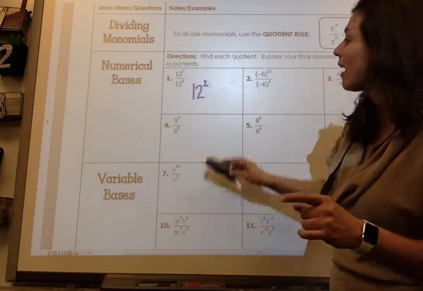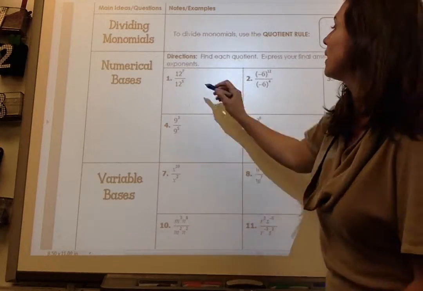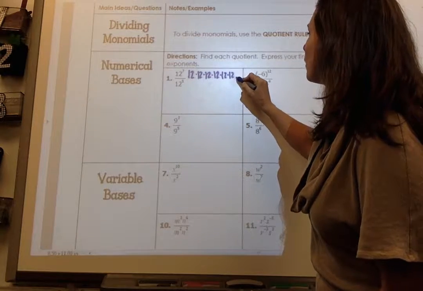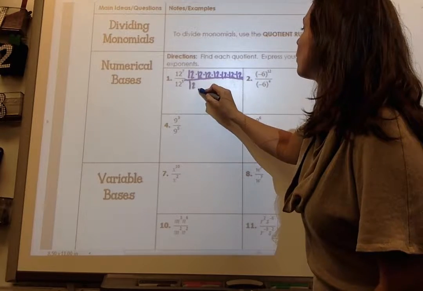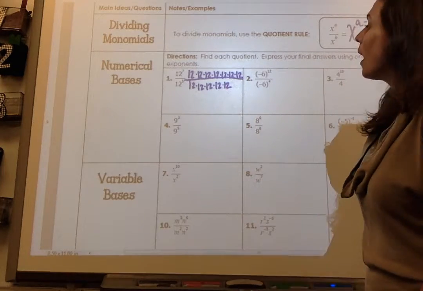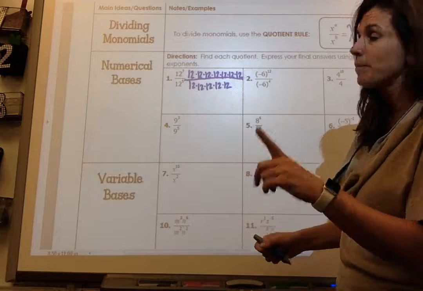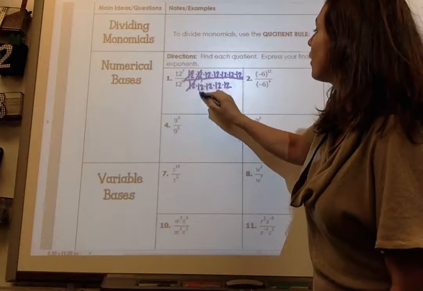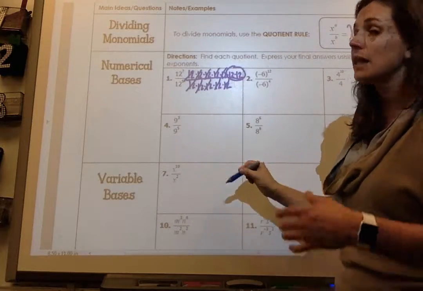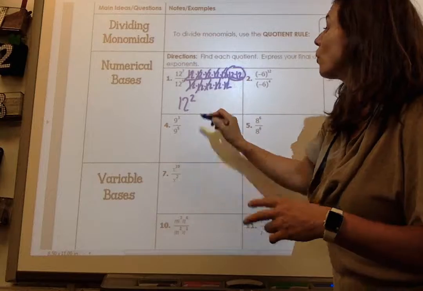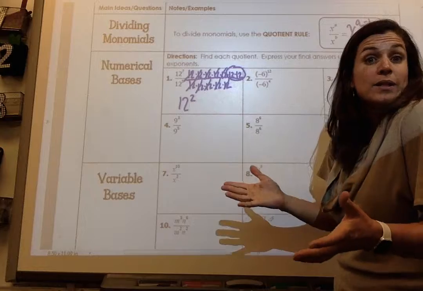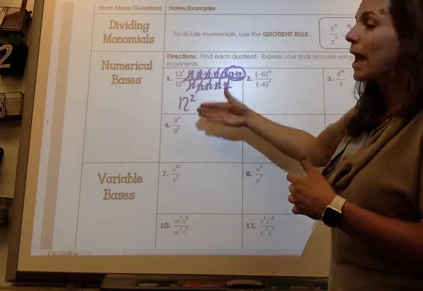Remember, if I wrote this out in expanded form, this would be like me writing 12 times 12 times 12 times 12 times 12 times 12 times 12 all over 12 times 12 times 12 times 12 times 12. Oh, that's a lot of work. And remember, anything divided by itself is 1. So those cancel out, and what does it leave me with? It leaves me with 12 squared. So instead of writing all this out in expanded form every time, there's a rule, and it's simple. It's like a shortcut. So we subtract our exponents.